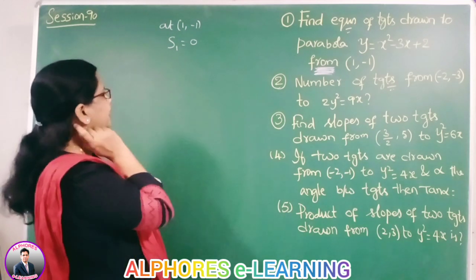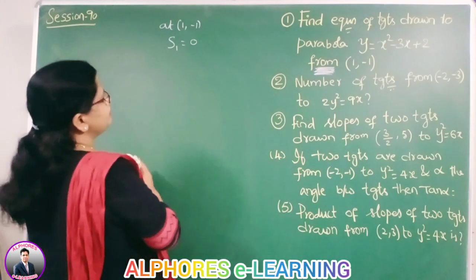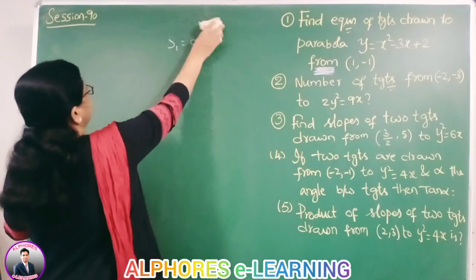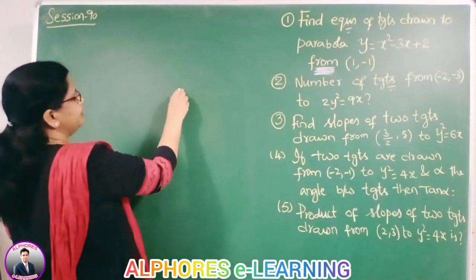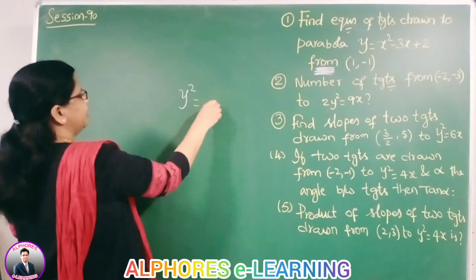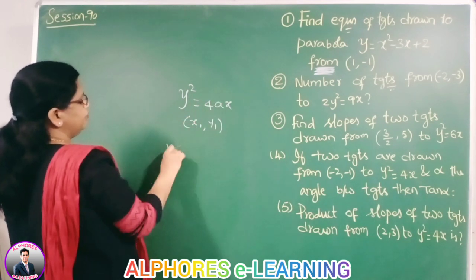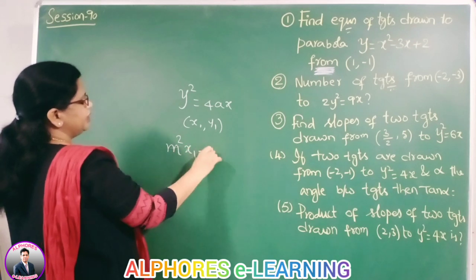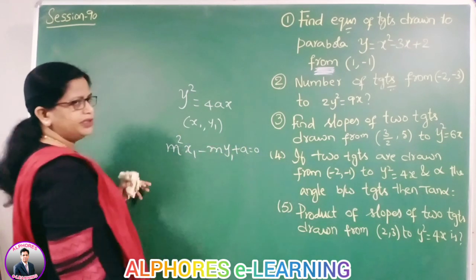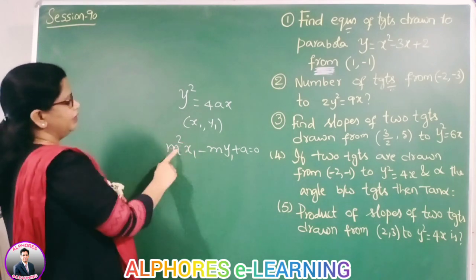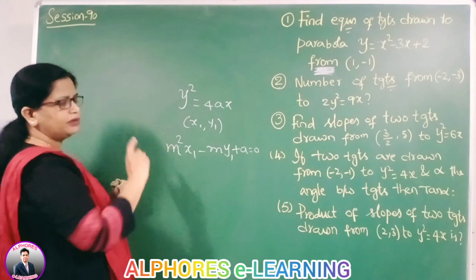Then how to find those two tangent equations when it is given as from? If it is standard form, we would have used the formula directly. That is, y square is 4ax suppose, and the point is some x1 comma y1, then we can make use of the formula m square x1 minus m y1 plus a equal to 0.